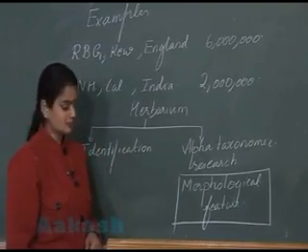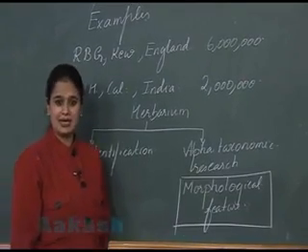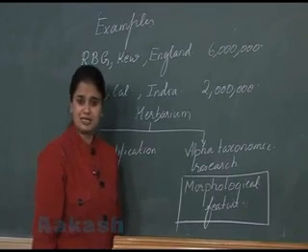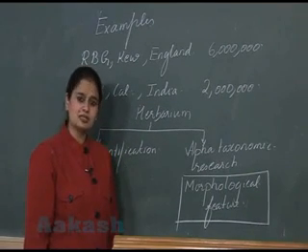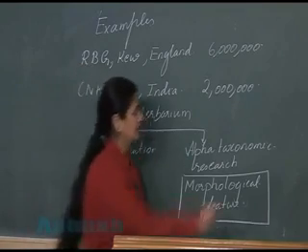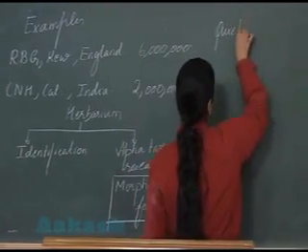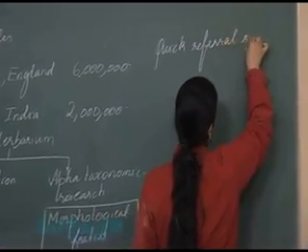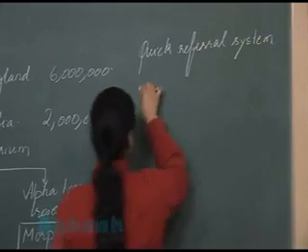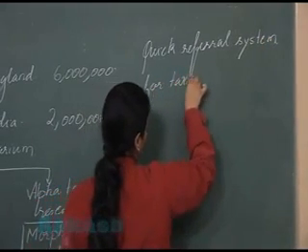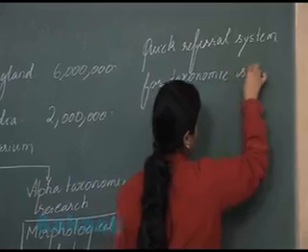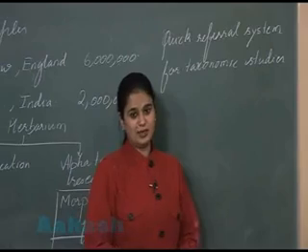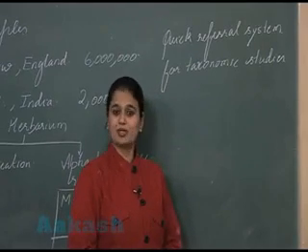Got this? So it means we can easily say here that herbaria are a quick referral system for identification, or a quick referral system for taxonomic studies. After the herbarium, now we are going to deal with the botanical gardens.